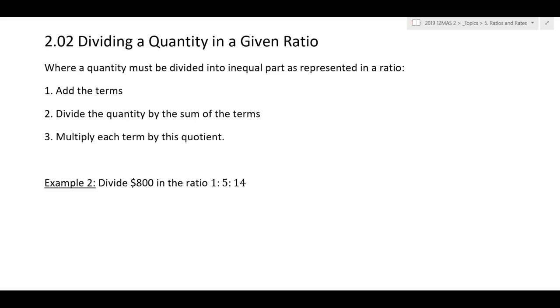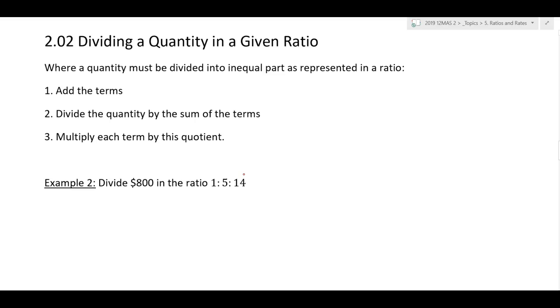Divide 800 in the ratio of 1 to 5 to 14. So I need to divide 800 into three parts, but one of those parts is going to be very much smaller than the others. We can see that the first person gets one part, the second person gets 5 parts, and the third person gets 14 parts.